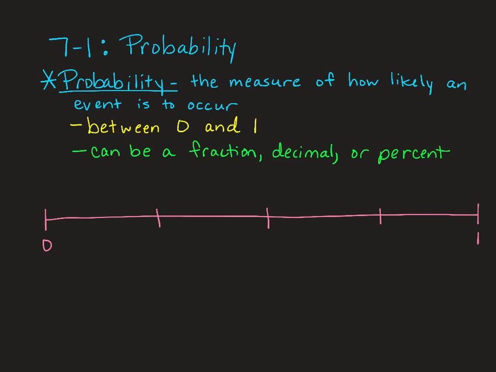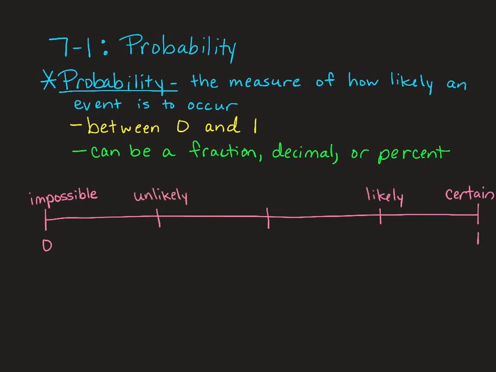We can think about probability on a scale from 0 to 1, where if we said the probability of an event occurring is 0, that means that it won't happen. It would then be called impossible. And if we say the probability of an event occurring is 1, then that means it is certain. It will happen.